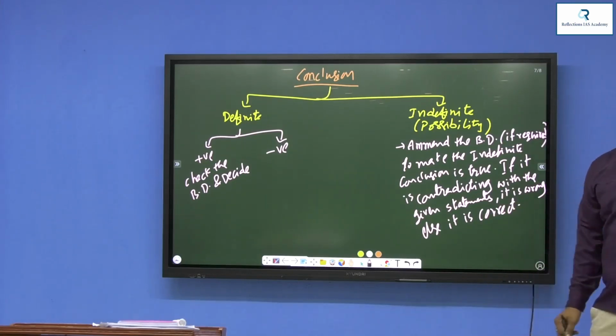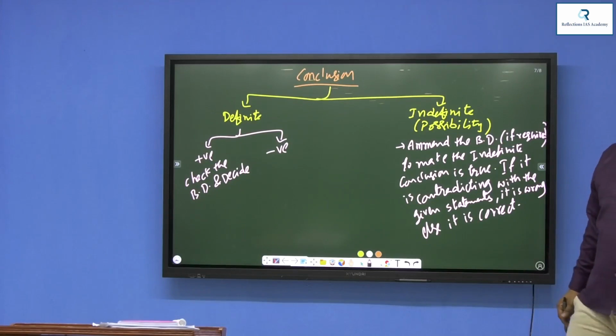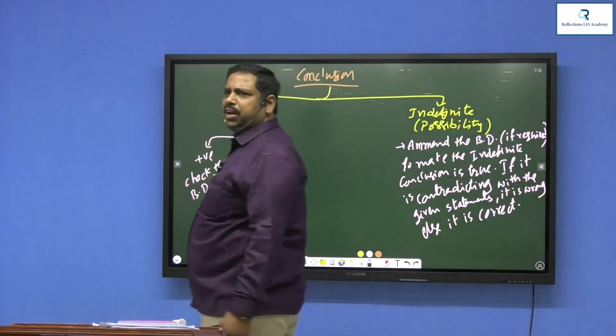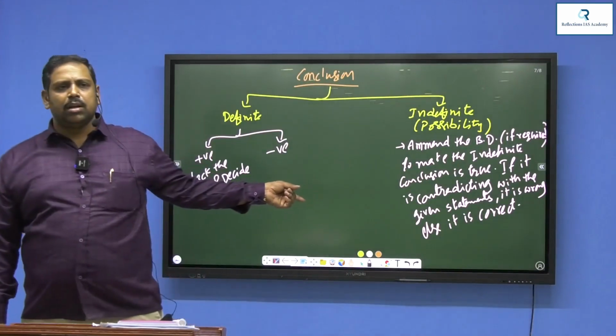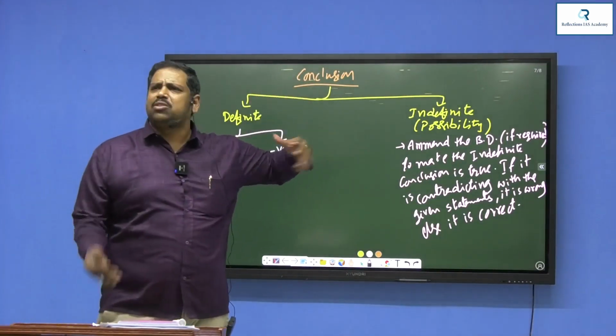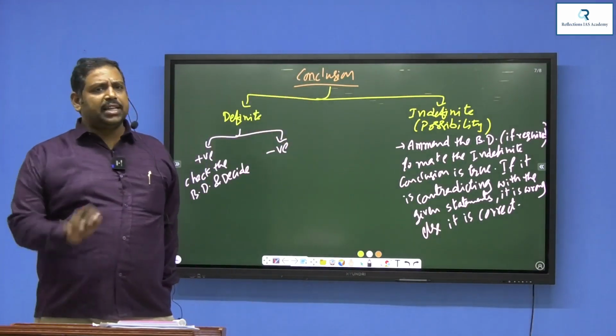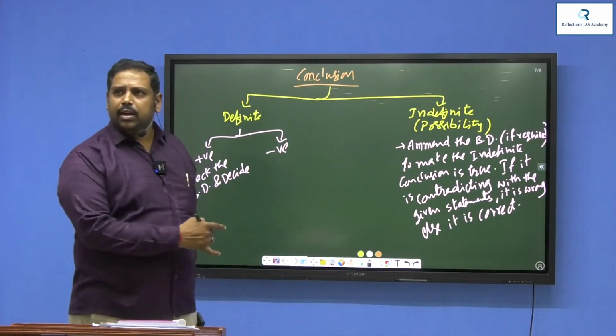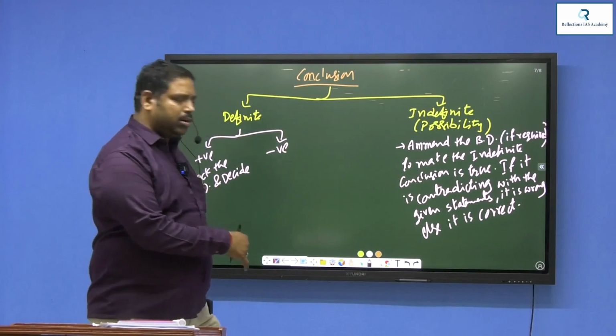Do you understand my point? That's what we discussed now. Twenty, 30 possibilities I am unable to draw, sir. What I will do is, I will amend the basic diagram if required to make it correct. If it is contradicting with the given statements, it is not possible. If it is not contradicting, that is possible.